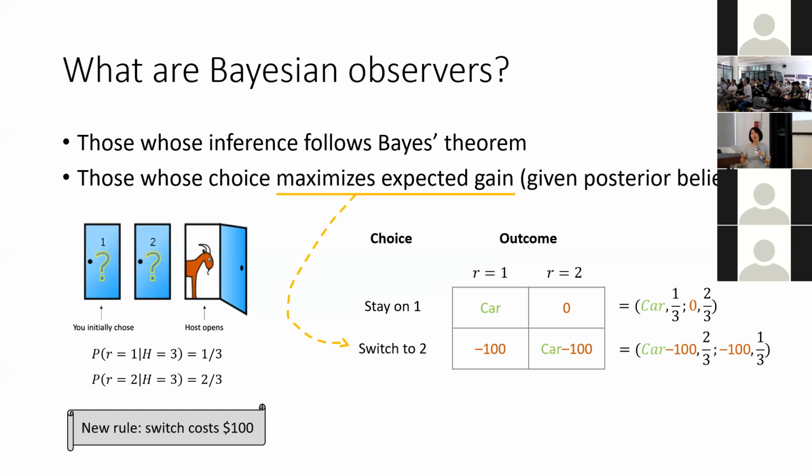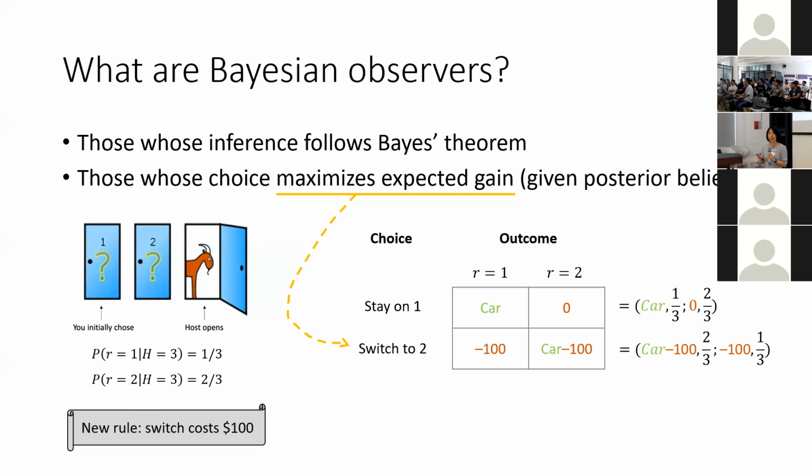Okay, let's go with it. If you believe that it's at least more than $300, then your best choice is still switch to two. If we still think that the car is worth more than $300, but what if your decision rule changes?